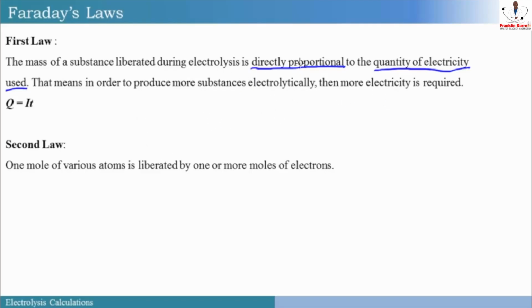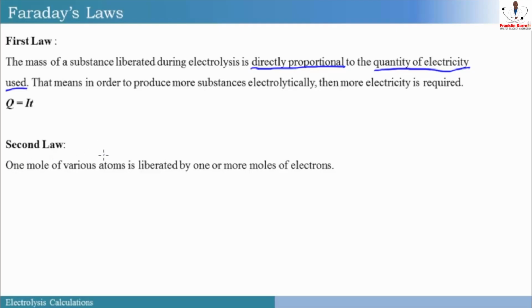So this is very important. Faraday's first law. And it's simply saying that mass, and I should say or volumes, liberated during electrolysis is directly proportional to the quantity of electricity used. From that, we can find out the charge, and the charge here would be Q equal IT. So we can work out the charge using I times T, where I is current and T is time.